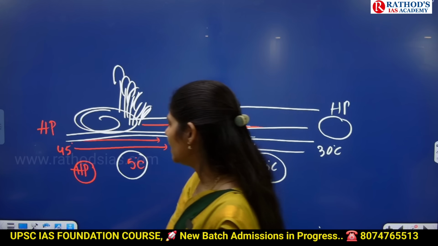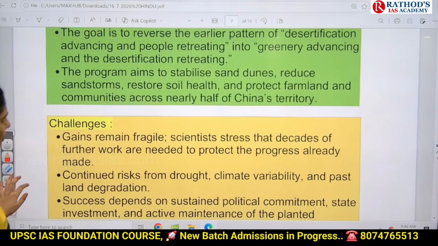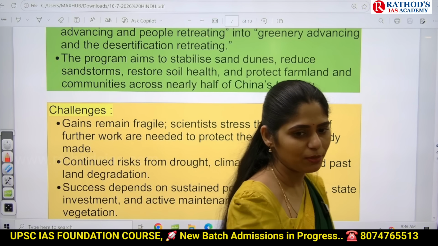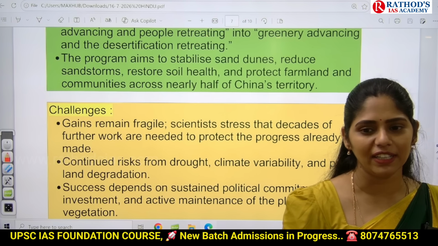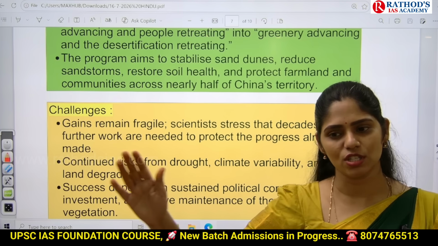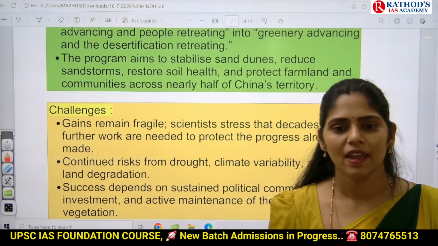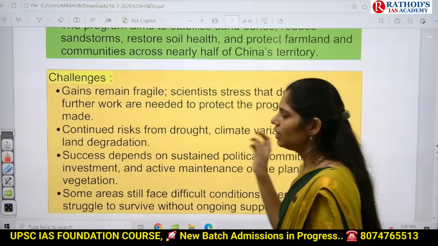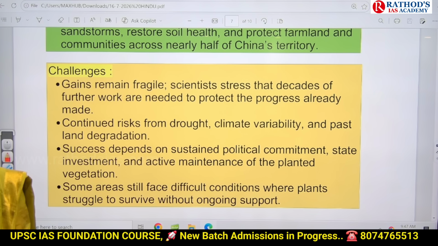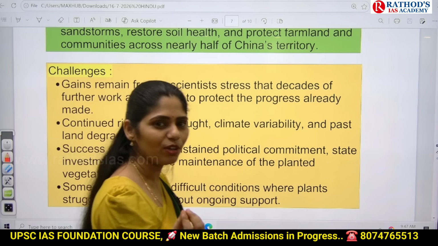Clear? They started around the 1960s, if I am not wrong, and even today they are continuing this project. Finally they identified that because of this project, they stopped the expansion of desert towards the north of China. But the major problem is, whenever we are growing plants, they will produce fruits, then they will produce seeds.